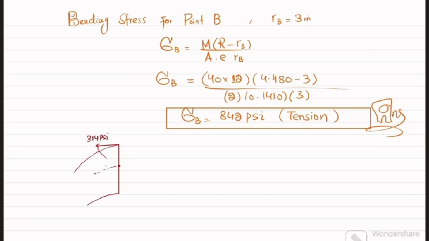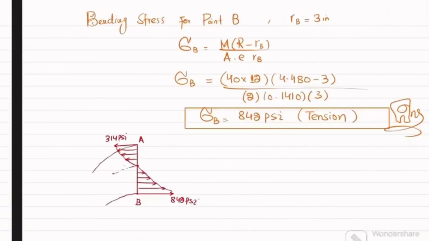So in curved beam, it will follow a hyperbola. Clear? And this is your point A. This is your point B. So at B, the bending stress was 842 psi, and it will be in tension. So this hyperbola will follow like this. Clear? And you can see this member is in compression and this will be in tension. Okay. So this is the sketch of stress distribution acting on section AA.